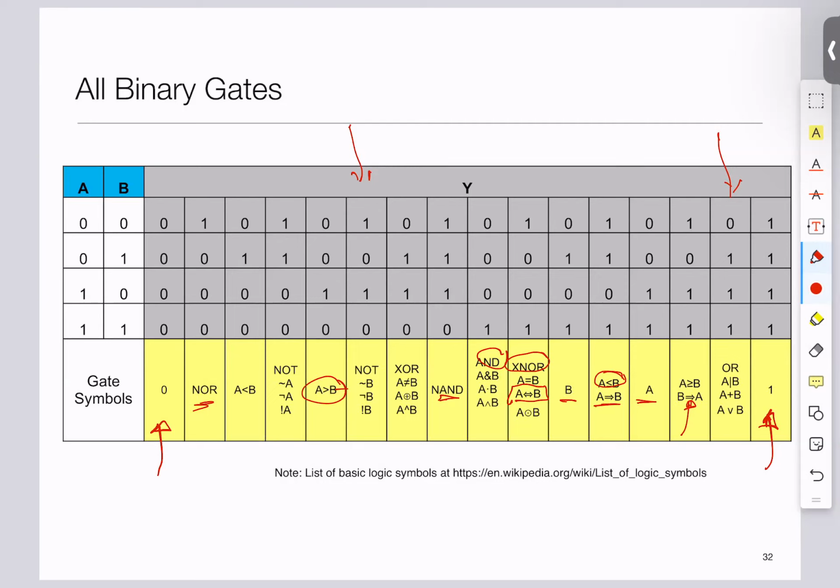Also, you'll notice that there are many different symbols used for the same thing. For example, AND is sometimes written as A and B with an ampersand, sometimes with a dot, sometimes with this caret sign. In this course, I think the TAs must have emphasized this also, we are going to stick with certain symbols. For AND, we are going to use AND. For NOT, we are going to use this tilde symbol. For OR, we are going to use the vertical line.